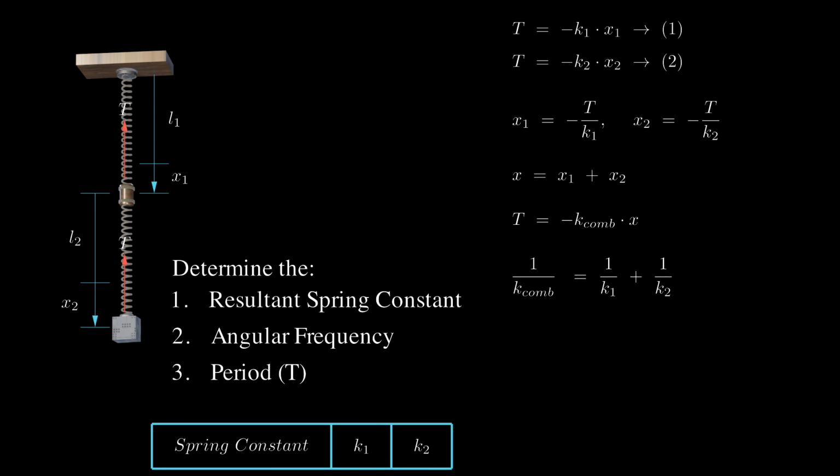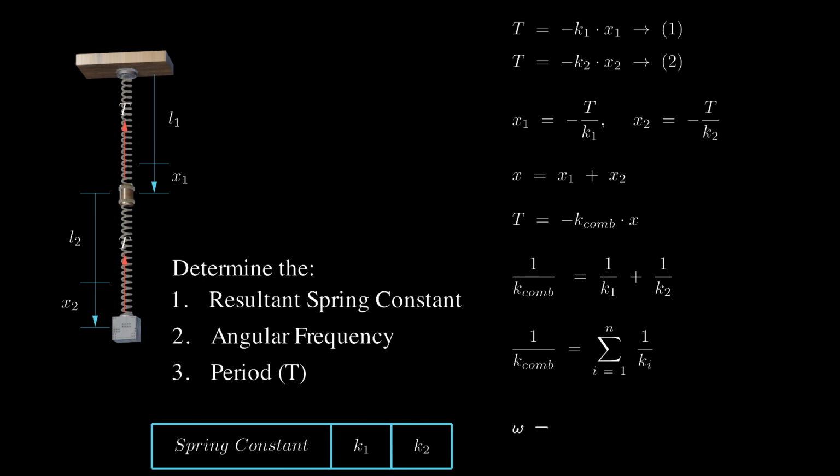The equation indicates that the reciprocal of the combined spring constant is equal to the sum of the reciprocals of the individual spring constants. This formulation provides a clear understanding of how the individual spring constants contribute to the overall stiffness of the series connected springs. This is a more generic expression for a combination of springs connected in series.